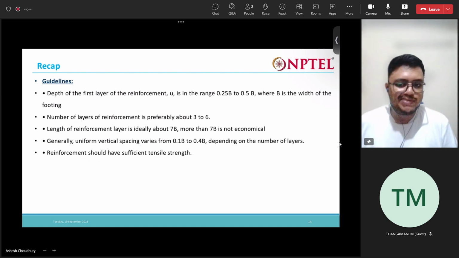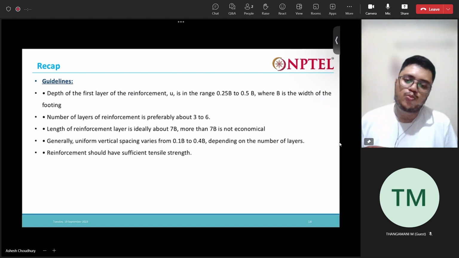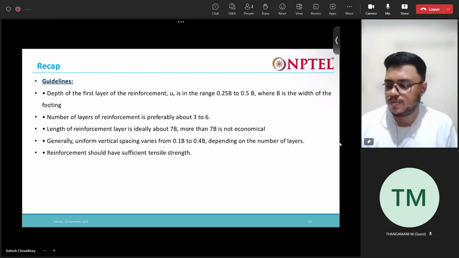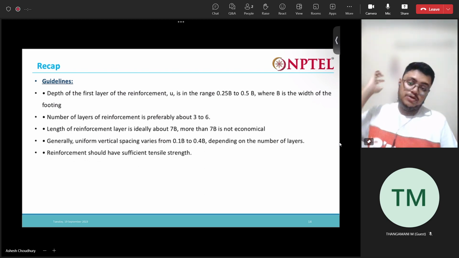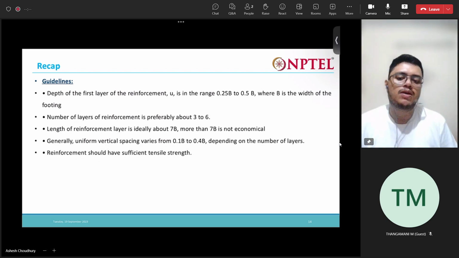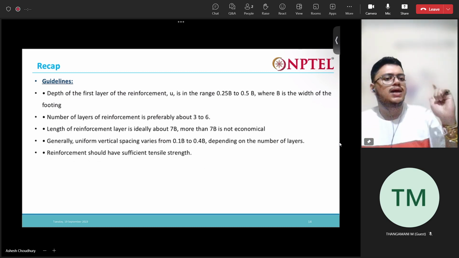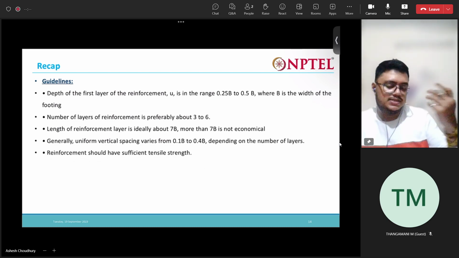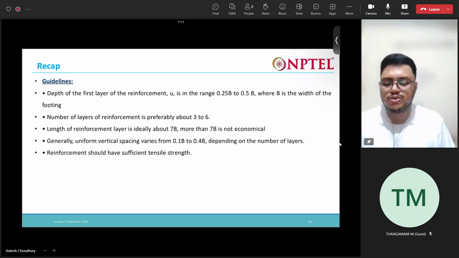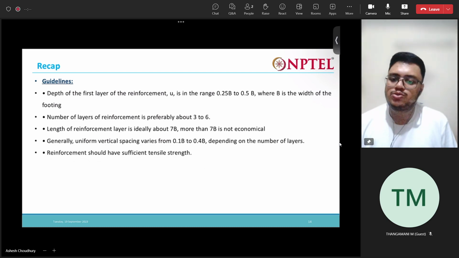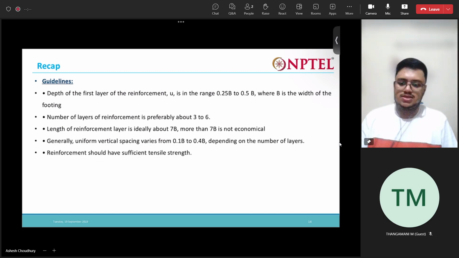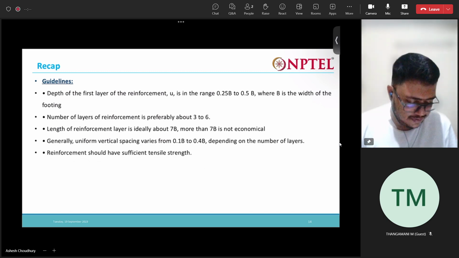Generally, uniform vertical spacing varies from 0.1b to 0.4b, depending on the number of layers. So if we are providing a lesser number of layers, then we can increase the spacing a bit, so that we get our desired factor of safety. We will see later how to do that. We must also ensure that the reinforcement has sufficient tensile strength.